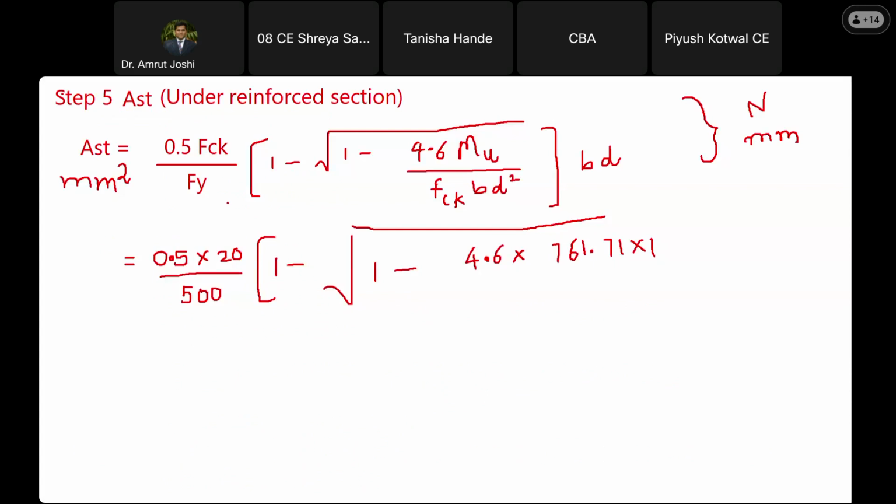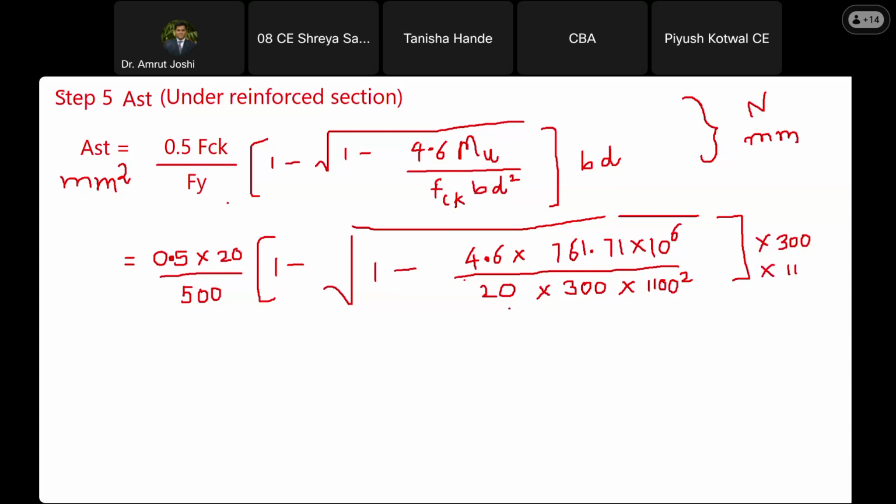761 into 10 power 6. Mind you, this value is to be substituted in Newton mm because we are substituting force in Newton and length in mm. Happy? Yes, sir. This is divided by FCK again in Newton per mm square, so it is 20 MPa. Let me write that down. B is to be substituted in mm, 300. Happy? Yes, sir. And D again in mm. We have provided D equal to 1100, so 1100 square. Happy? Yes, sir. And outside this, we have to multiply by B, that is 300, and into D, that is 1100. Happy? Yes, sir.